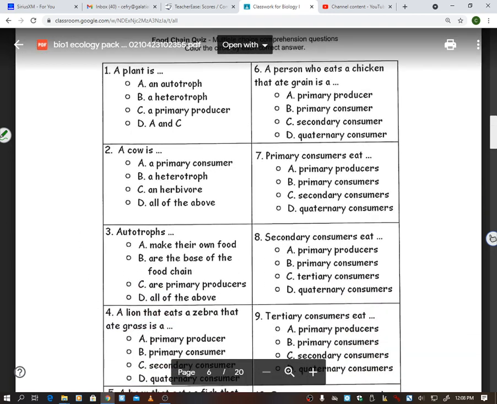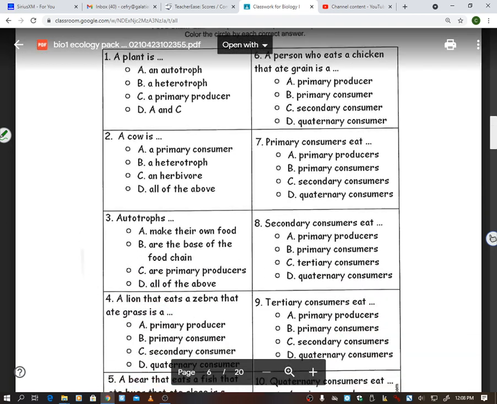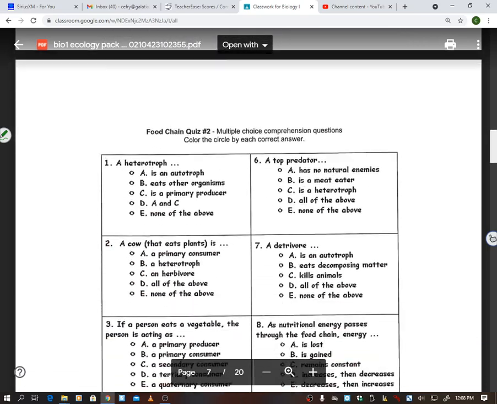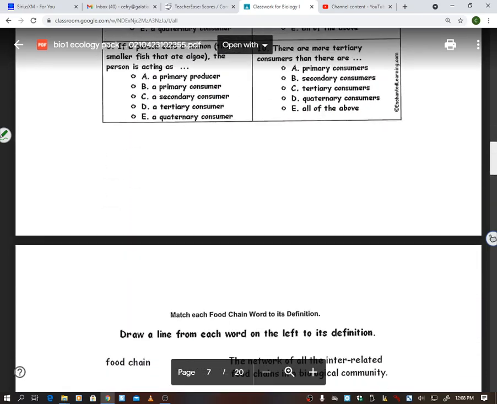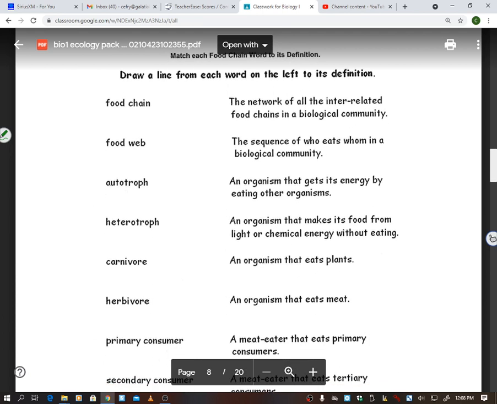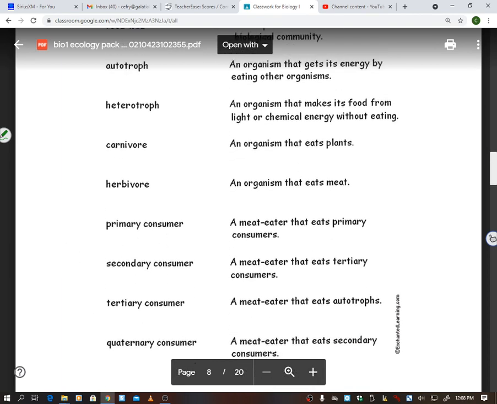All right, so walking through this, I'm not going to do too much of this. I'm just going to grade that. I'm going to see how you guys did on these quizzes. Same thing with this. You're just drawing a line to the correct answer.